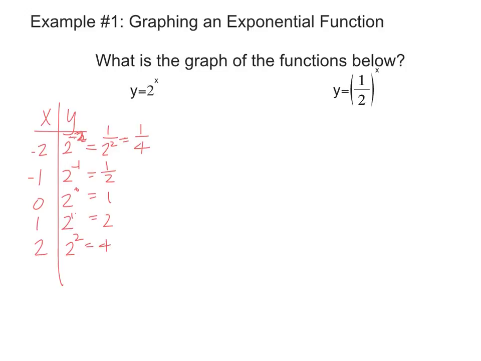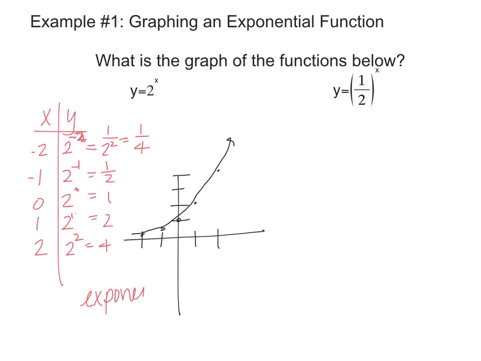So then, of course, we're going to graph that information. And so -2, 1/4 would be pretty low, right about here. -1 and 1/2 is about there. 0 and 1 is here. 1 and 2 is here, and 2 and 4 is located up here. And so that graph will exponentially increase. So this is an example of exponential growth. And I'll go ahead and write that now, even though really we're going to come back to the vocabulary later. But this is an example of exponential growth.